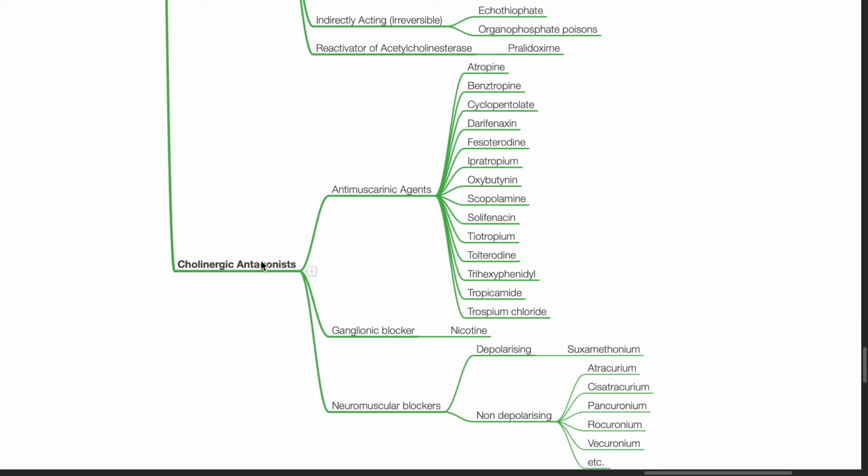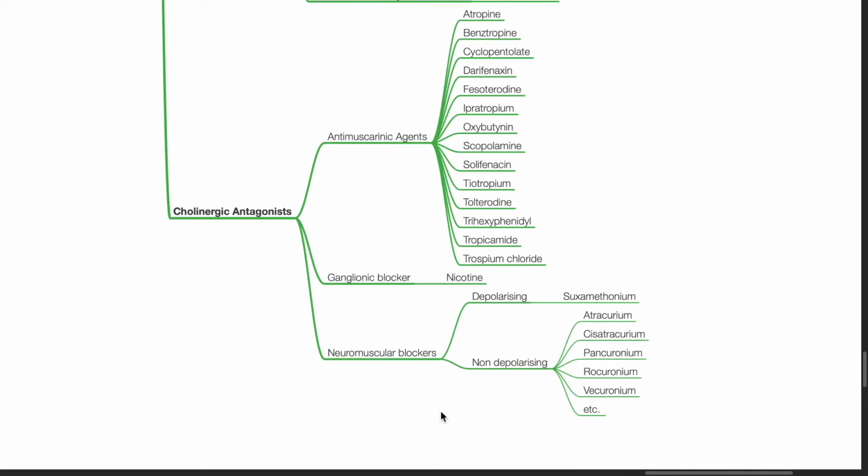Cholinergic antagonists include anti-muscarinic agents such as atropine, benztropine, cyclopentolate, darifenacin, fesoterodine, ipratropium, oxybutynin, scopolamine, solifenacin, tiotropium, tolterodine, trihexyphenidyl, tropicamide, trospium chloride. Ganglionic blocker is nicotine. Neuromuscular blockers, kindly refer to the respective videos for further details.